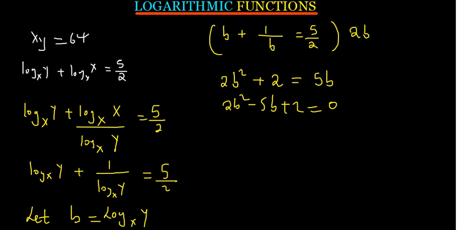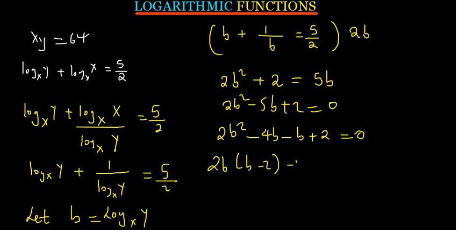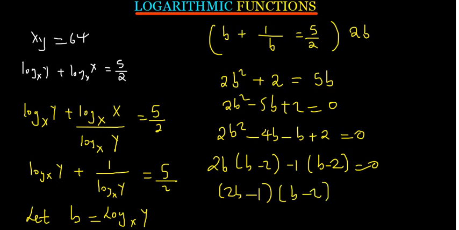-4 and 1. So 2b squared minus 4b minus b plus 2, negative 4 and negative 1, and that will be equal to 0. So this is going to be 2b, b minus 2, we'll remove a negative 1 here, b minus 2, that will be equal to 0, giving us 2b minus 1, b minus 2 being equal to 0. So we are going to find that b is going to be equal to 1 over 2, or b is going to be equal to 2.